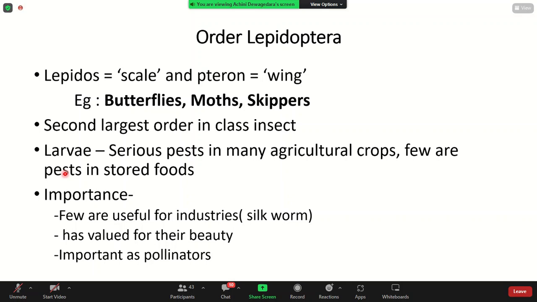And some importance of them are also there. Silkworm. I think you all have heard about the silkworm. It's also a larvae. They help in industries like clothing. They produce silk, right? And some butterflies and moths are valued for their beauty. They have very valuable value because of their beauty, right? And some are important as pollinators. And butterflies, they pollinate the plants, so they are important as pollinators, right?